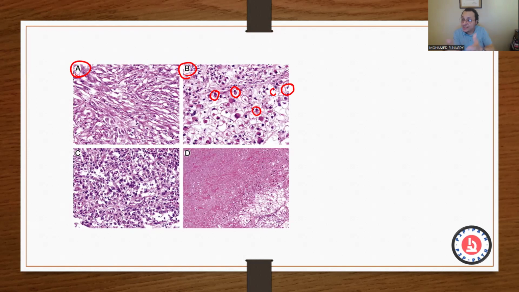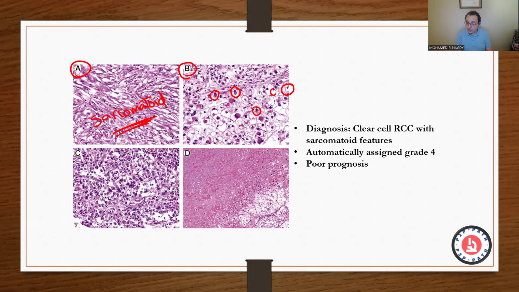And if you see rhabdoid and sarcomatoid features, mainly the sarcomatoid one, this means that you are dealing with what grade? As you mentioned, it's grade 4. So it's ISUP grade 4. So diagnosis, clear cell RCC with sarcomatoid features is automatically assigned as grade 4. And this is a very poor prognosis.